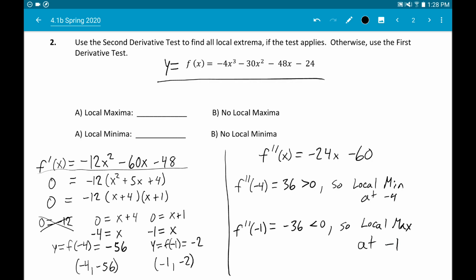Alright, so there we go. We can answer our question now. For the local max, it was at negative 1. So again, we found that point to be negative 1 comma negative 2. For a local min, that's at negative 4. When we plugged in to get that point, we got negative 4 comma negative 56. So again, it's the same thing we did in the previous problem, it's just we had a second critical value to look at. So you've got to test both of them.